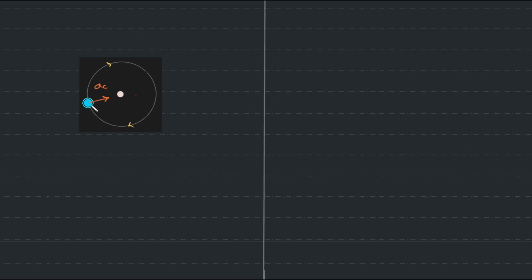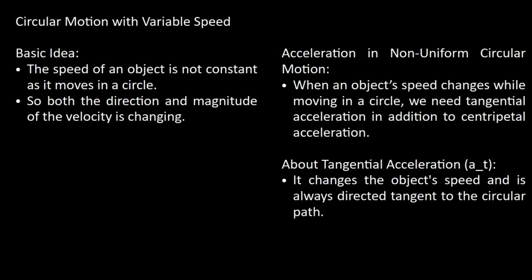So to account for this part of changes as well, we need another acceleration, and that is your tangential component known as tangential acceleration, right? So we have tangential acceleration. When an object's speed changes while moving in a circular path, we need tangential acceleration in addition to centripetal acceleration. So we need both.